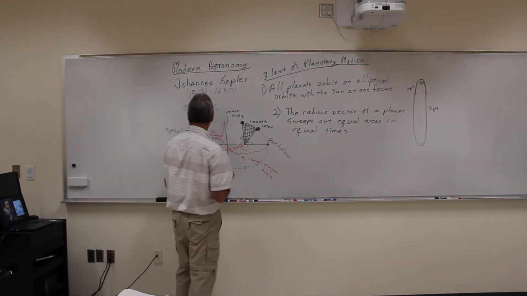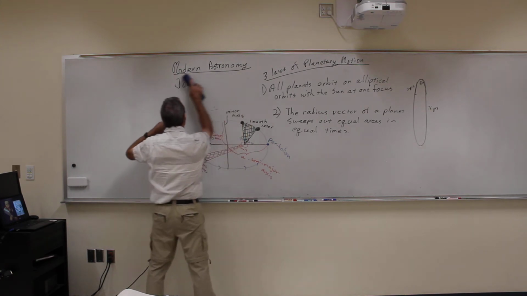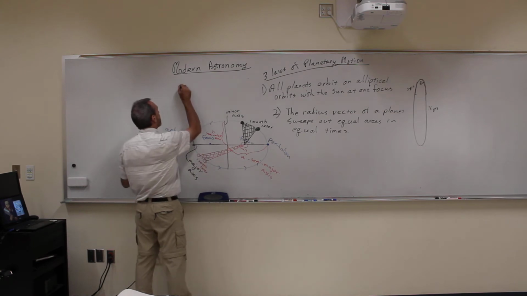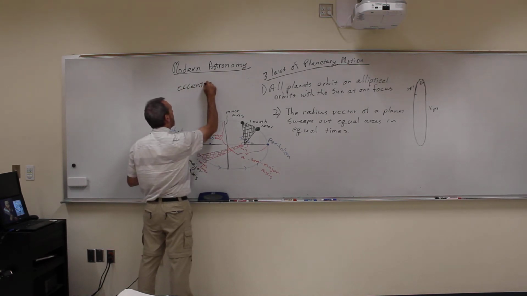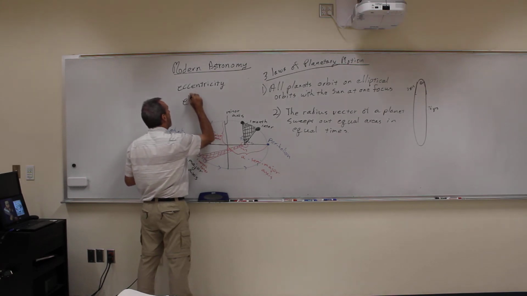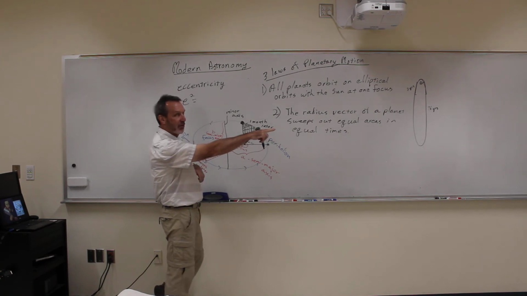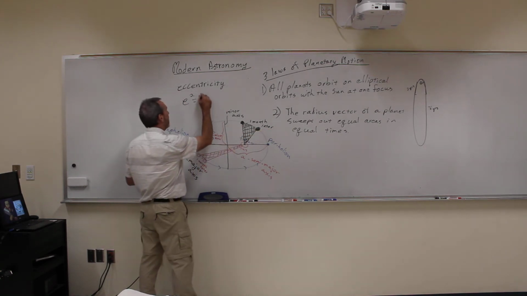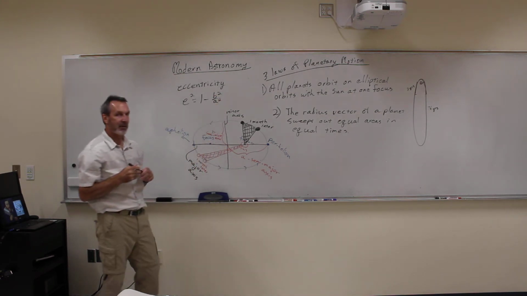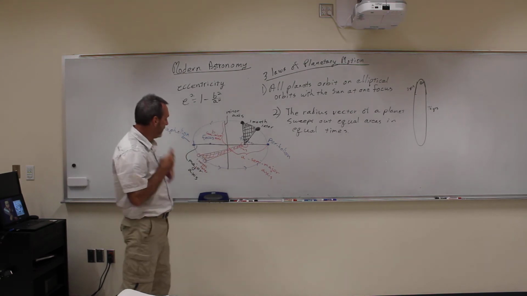So let's talk about eccentricity here. Remember, this is Kepler, this is all ellipses. Eccentricity is a measure of how flattened your curve is. Halley's Comet is very eccentric. So e squared equals 1 minus b squared over a squared. Okay, what are b and a? Well, b and a are these values right here. So let's look at this.